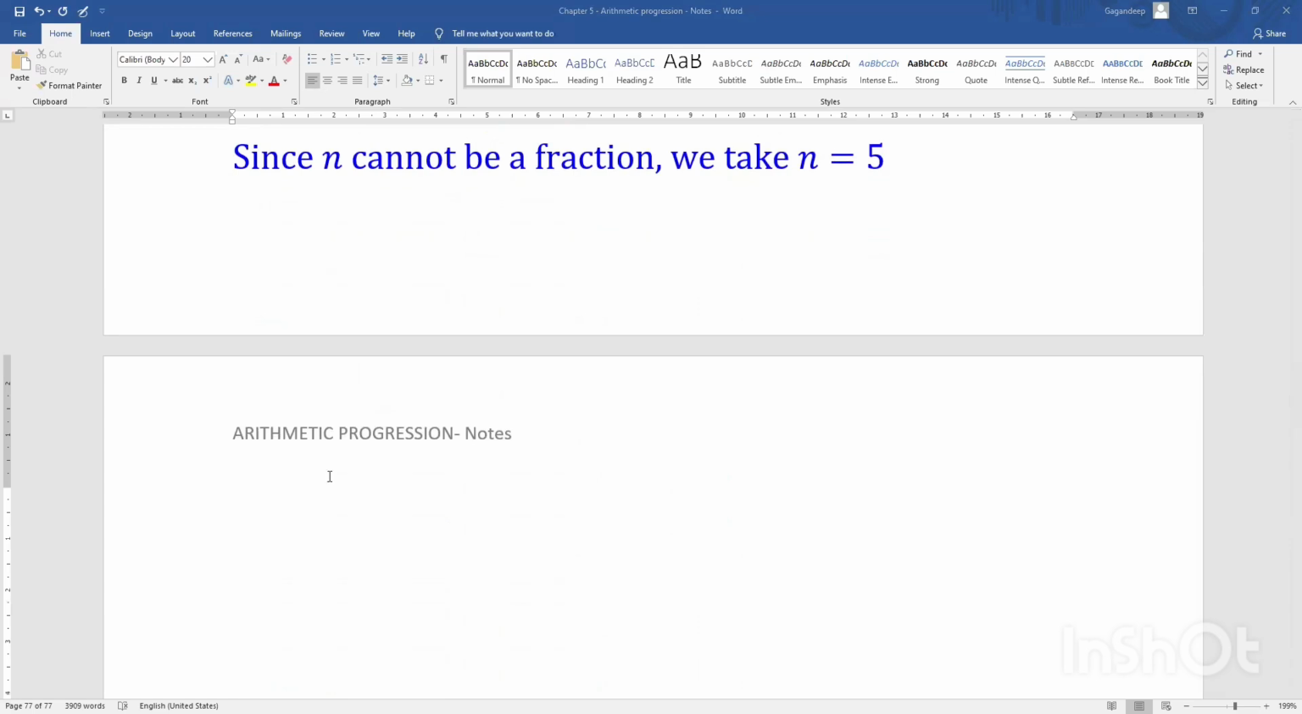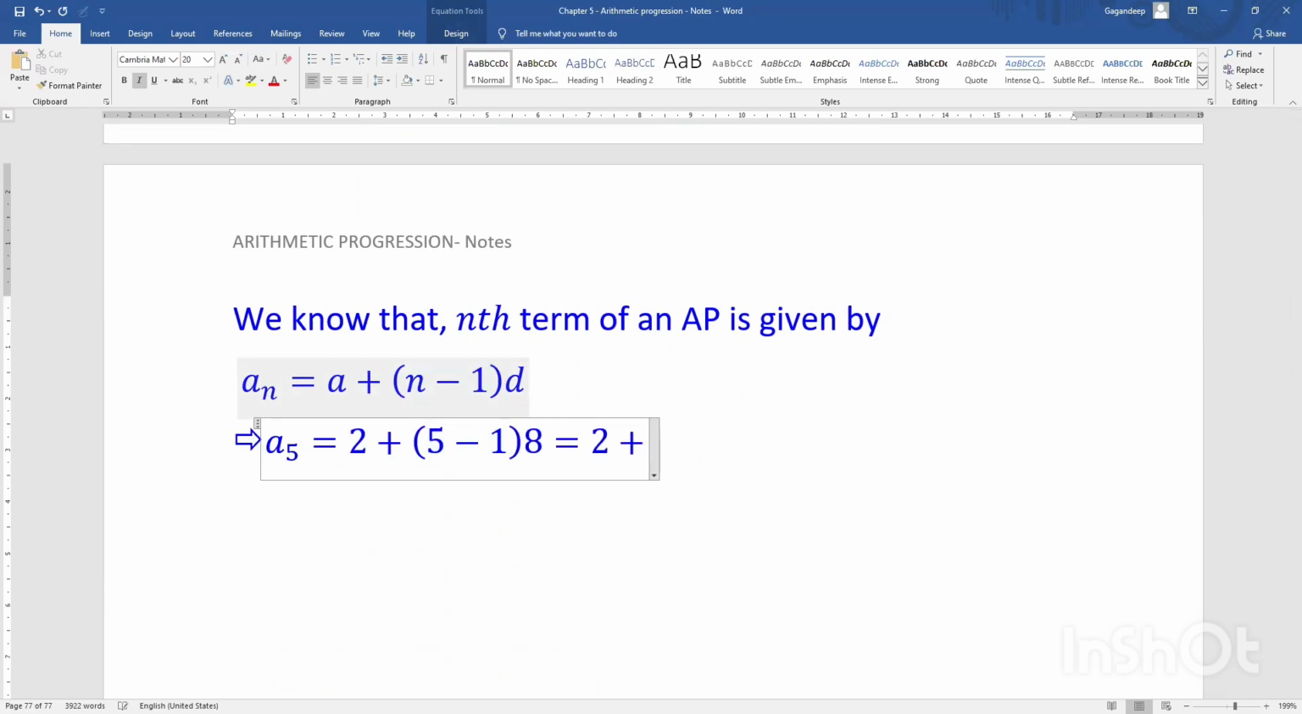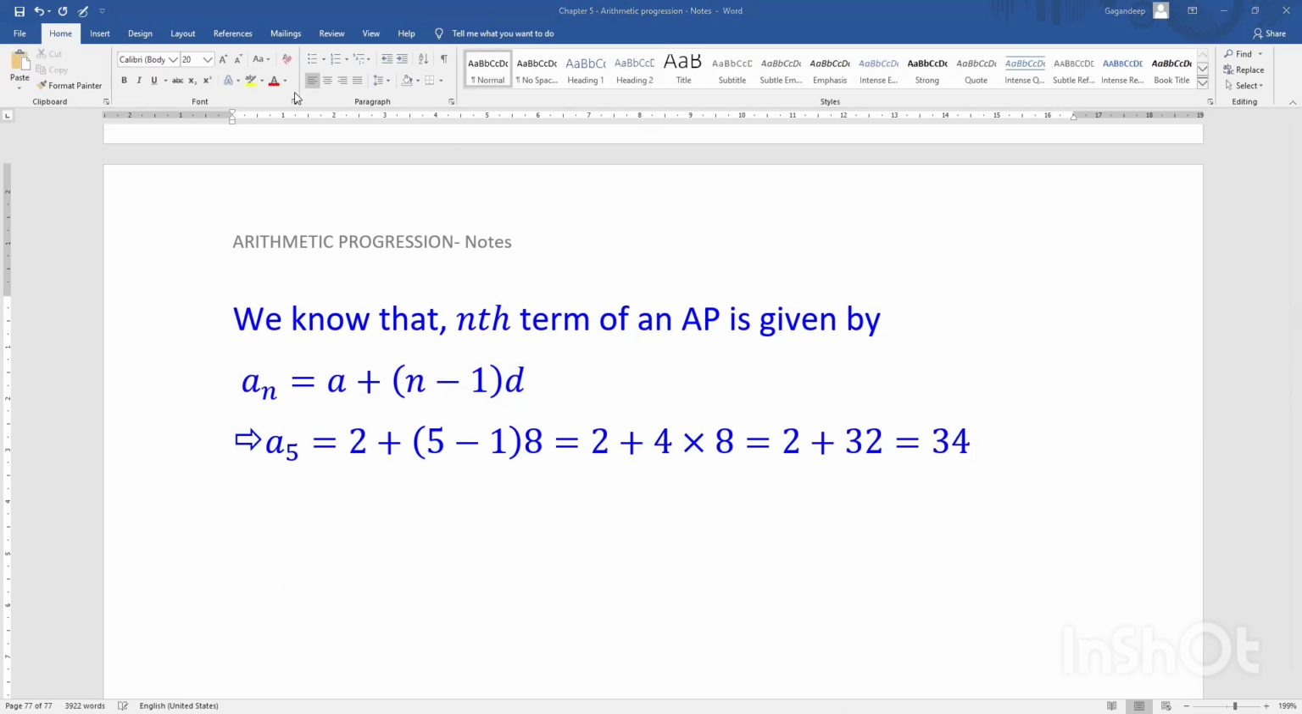We are going to write the formula an is equal to a plus n minus 1 into d. Now instead of n, I replace it with 5. The a value is 2, n is 5 and d value is 8, which is equal to 2 plus 5 minus 1 is 4, 4 into 8, which is equal to 2 plus 32, which is equal to 34. That's your final answer. Now go on to the next problem, the 7th problem.